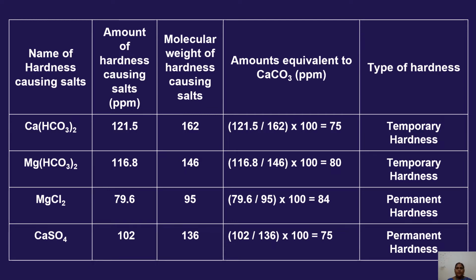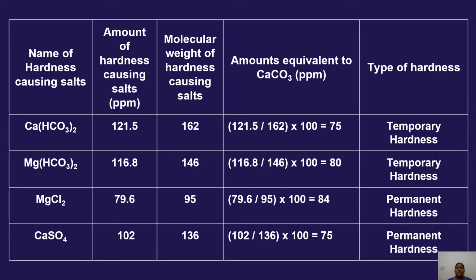Upon substituting, we get, for calcium bicarbonate, 121.5 divided by 162 into 100, which is equal to 75. For magnesium bicarbonate, 116.8 divided by 146 into 100, which is equal to 80. For magnesium chloride, 79.6 divided by 95 into 100, which is equal to 83.7, or you can round off as 84. For calcium sulfate, 102 by 136 into 100, which is equal to 75.